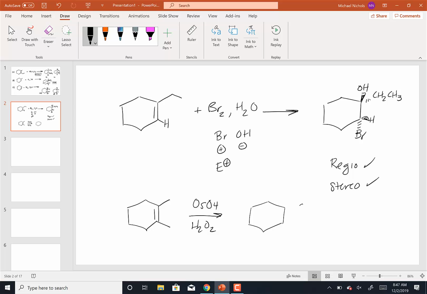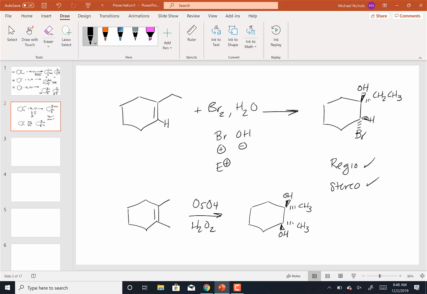So in this case, OsO4 is adding what? Two OHs. Markovnikov, anti-Markovnikov, irrelevant because there's two OHs. 100% cis, 100% trans. 100% cis. So I'll put them both on bold wedges.